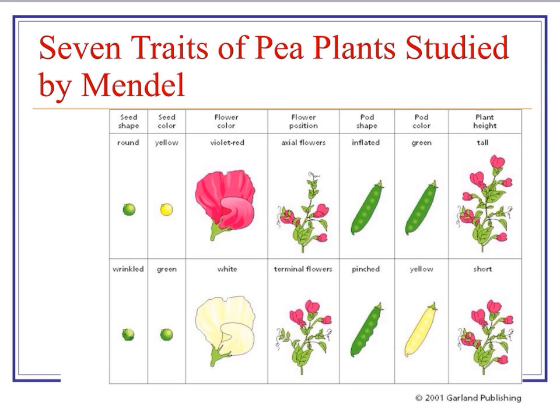Here are the 7 traits that Mendel studied with pea plants. He looked at seed shape and color and flower color and position. He looked at the pea pods themselves, their color and their shape, and also how tall the plants were. So a lot of times when we're talking about different genetic examples, we might look at some of these 7 traits.